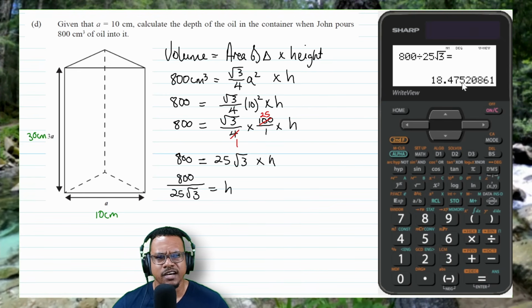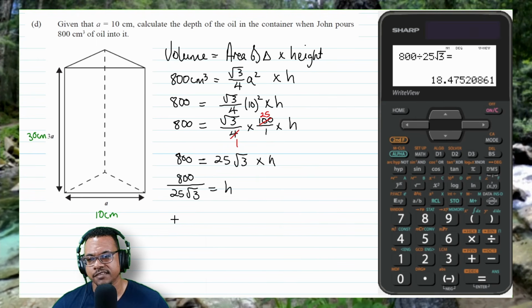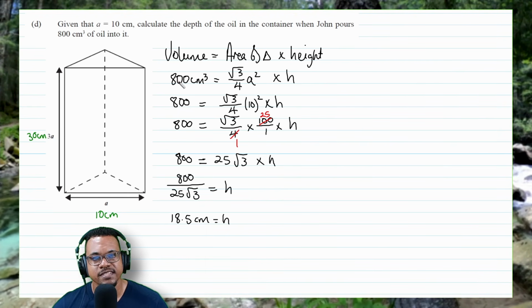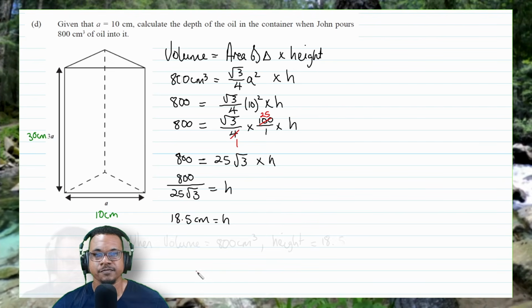So I'll just write it to 3 significant figures. So 1, 2, the 4 is 2 significant figures. So after the 4 is a 7, so I'll write it as a 5, so 18.5. So my answer for h is 18.5 centimeters. So this simply means when the volume is 800 cm cubed, the height is 18.5 centimeters.